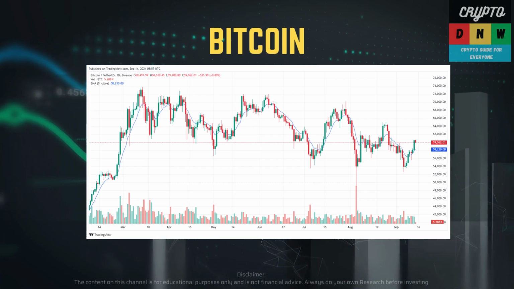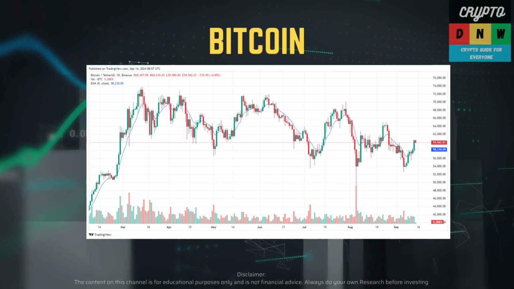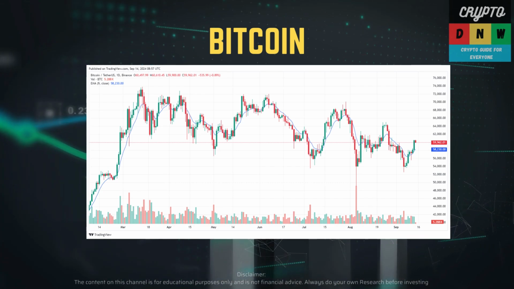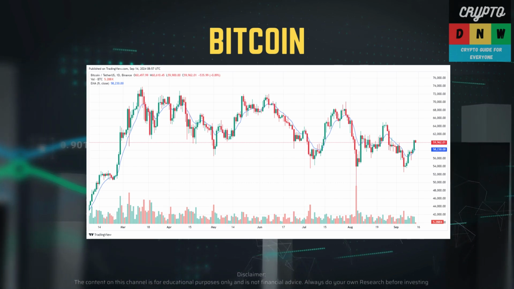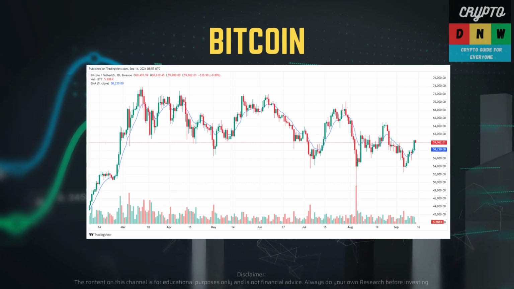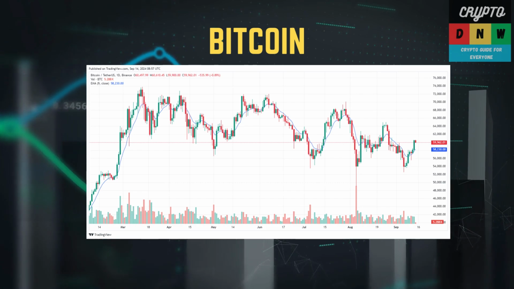Resistance level, immediate resistance lies around $61,500. As Bitcoin previously struggled to break this point, traders can use the EMA to gauge short-term trends. If Bitcoin remains above this line, the trend stays bullish, but a break below the EMA could signal a bearish move toward lower levels, such as $55,000.